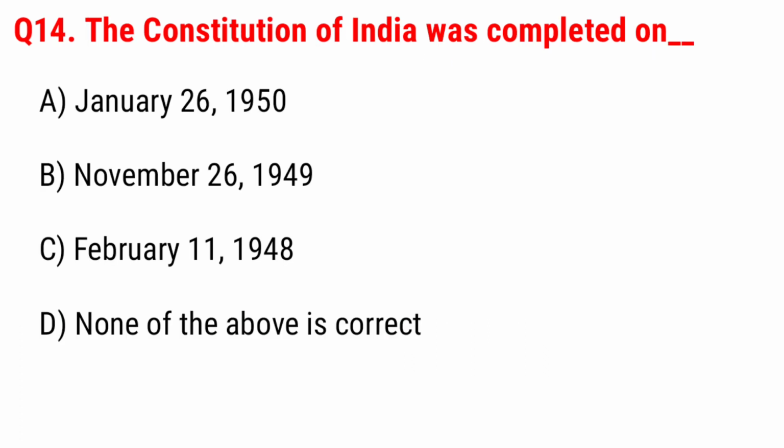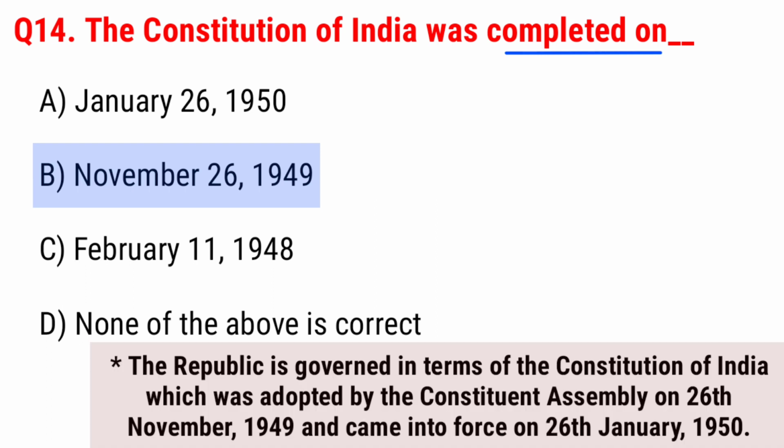Next question. The Constitution of India was completed on option A January 26, 1950, B November 26, 1949, C February 11, 1948, D none of the above is correct. Right answer will be the option B November 26, 1949. It is very important question, friend. The Republic is governed in the terms of the Constitution of India, which was adopted by the Constituent Assembly on 26 November 1949 and came into force on 26 January 1950. It is very important points.